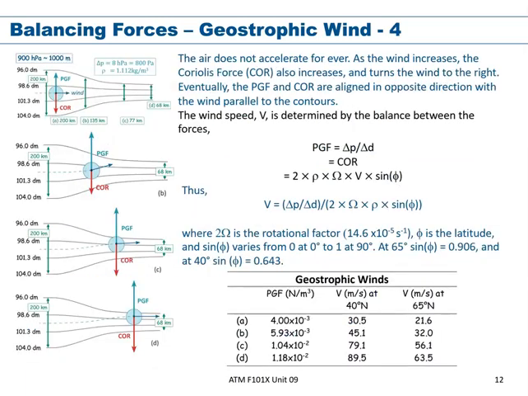We can also calculate the geostrophic winds directly from the balance between the pressure gradient force and the Coriolis force. Equating these two forces, or more correctly forces per unit volume, we can solve for the wind speed V. We look at the wind speed at 40 degrees north, the canonical mid-latitude, and at 65 degrees north, the latitude of Fairbanks that we know and love.